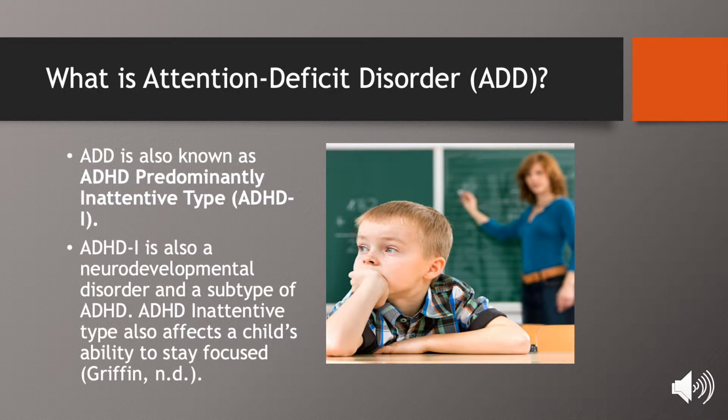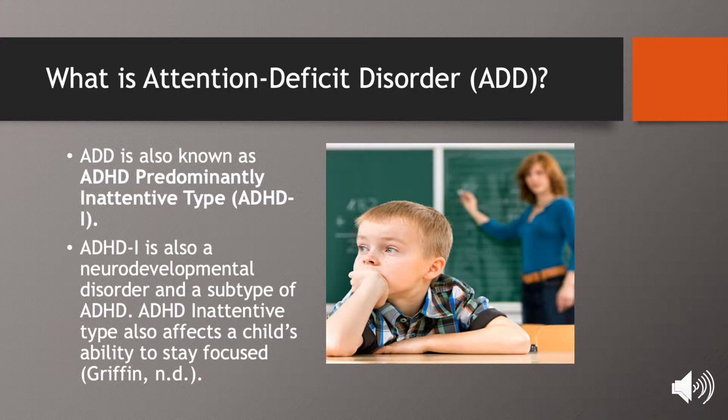Now we are going to define ADD. So ADD is attention deficit disorder. However, it is also known as ADHD predominantly inattentive type. So for the remainder of this presentation, we will refer to ADD as ADHD predominantly inattentive type or ADHD-I. ADHD-I is also a neurodevelopmental disorder and a subtype of ADHD. ADHD inattentive type also affects a child's ability to stay focused.